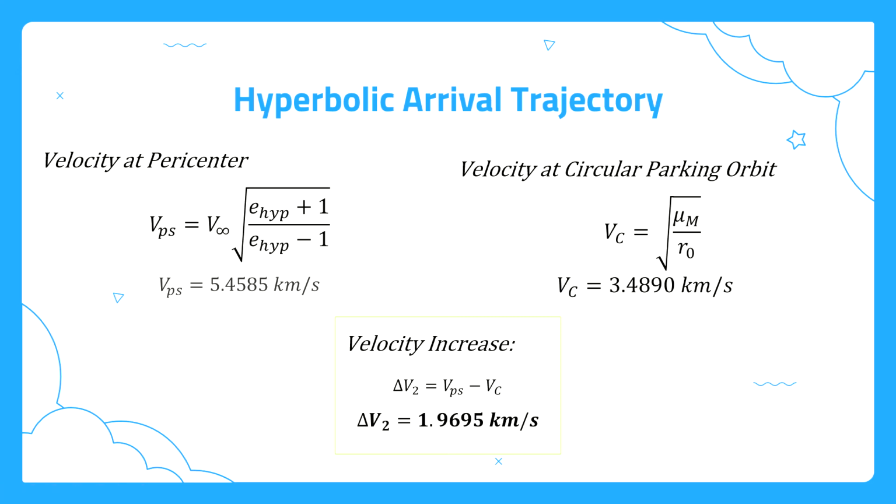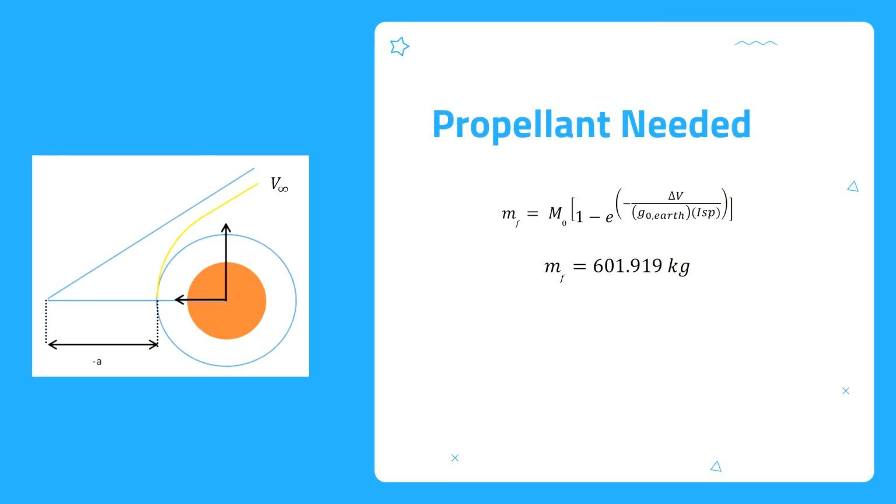Now, from the velocity at pericenter, we can calculate the velocity decrease. I'm sorry for the mistake here. It's the velocity decrease needed for the spacecraft to enter the circular parking orbit at Mars, for which we first calculate the circular velocity using this equation, which is 3.489 km per second. We calculate the velocity decrease by subtracting Vp from Vc, and we get that the velocity decrease needed for the spacecraft to enter Mars orbit is 1.9695 km per second.